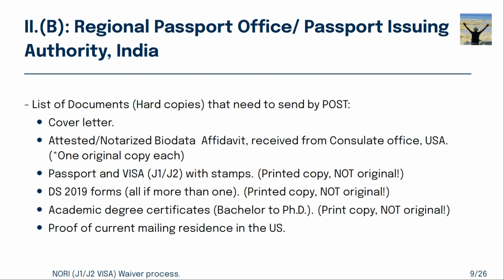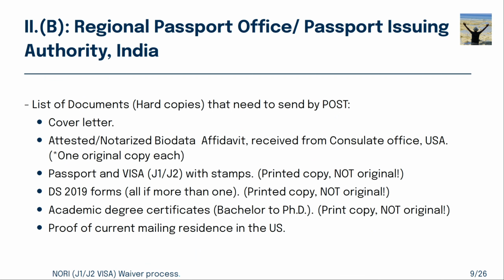So here, what are the documents required, and that need to be sent by post. Post means not private post. You have to send by speed post preferably, right? So here, cover letter, same thing, attested documents you have received from the consulate office: passport, DS-2019, academic degree, and proof of current mailing residence in the US.